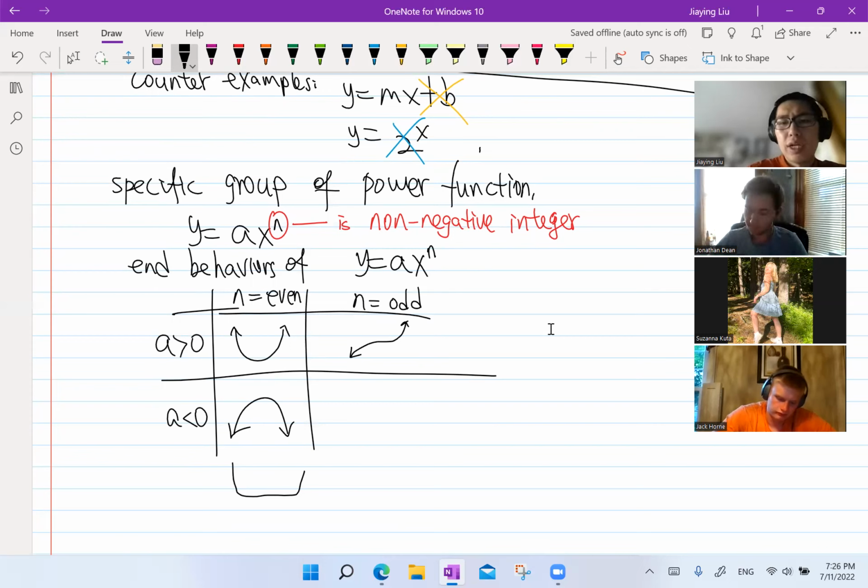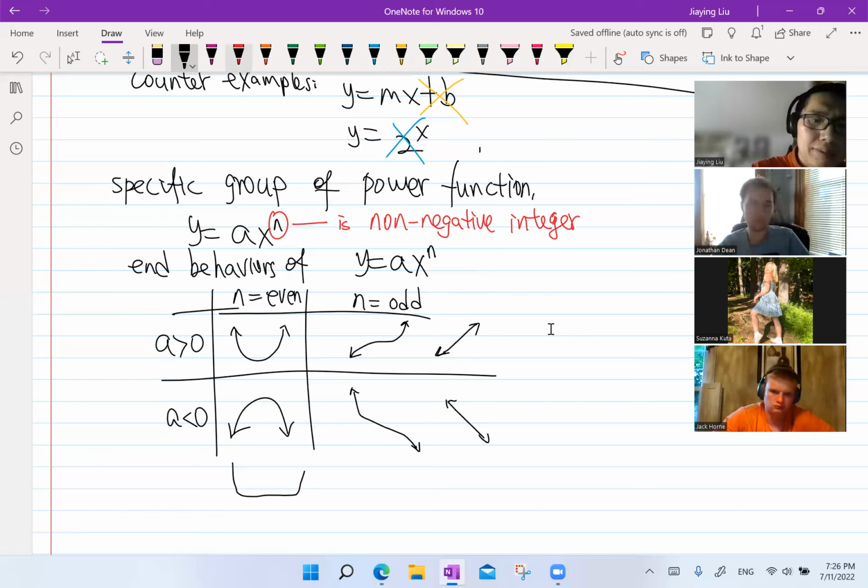But if n equals one, then we just have a straight line, right? We still have the end behavior the same, sort of like going this way. And if a is negative, we're going to see sort of a backwards chair. Well, I don't know which one is backwards, depending on the facing. If n equals one, we're going to see this decreasing line. But the end behavior is described by this part.